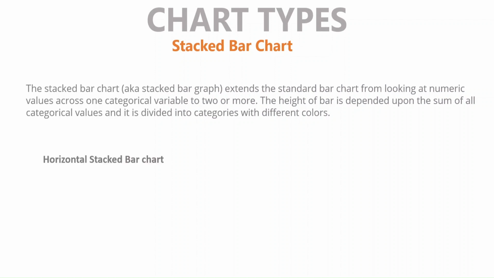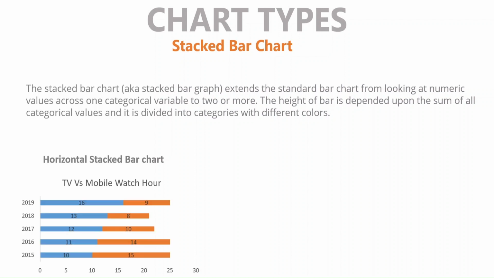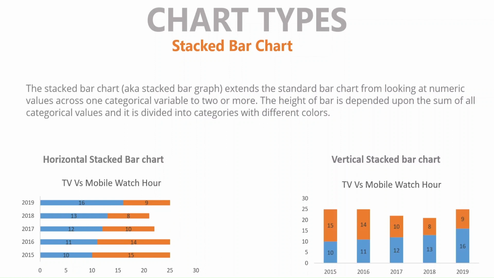For example, if I want to see the average watch hour for mobile and TV together, this is how it will look. So in 2019, it will first sum up the watch hour for mobile and TV, which is 16 and 9, is 25. So you can see the height of the bar is 25, correct? But this 25 is further segregated into TV and mobile. So 16, from 0 to 16, you have mobile watch hour, and then I am stacking 9 on top of 16. This is why it is known as a stacked bar chart. And this is how you have a vertical stacked bar chart.